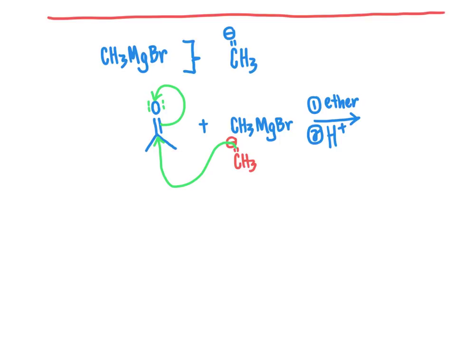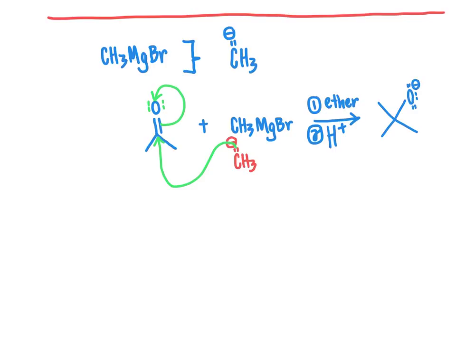So it's going to take our sp2 trigonal planar carbonyl carbon, and convert it to an sp3 tetrahedral carbon. So we'll go ahead and draw the intermediate that would result from this.